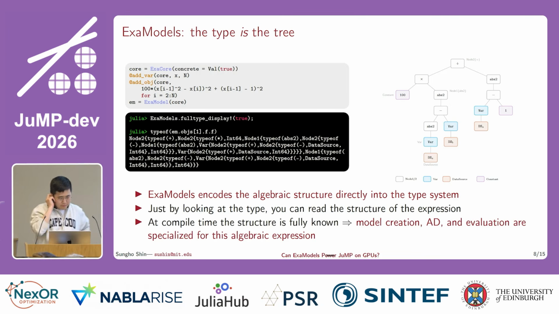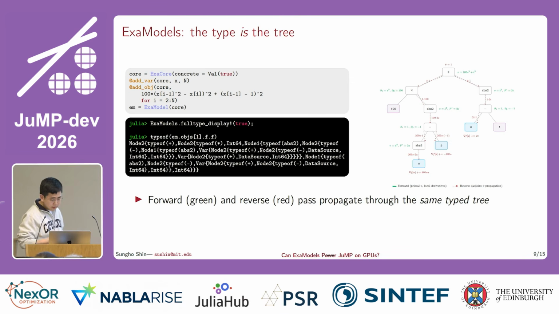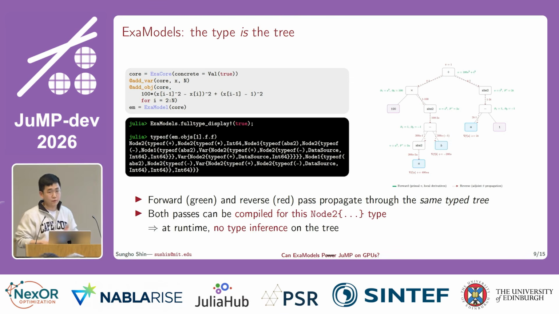So this means at compile time, this structure is fully known. That means whenever you are doing the model creation, or for example during the automatic differentiation, you can actually take advantage of this information. You can compile a specific kernel for your specific model, and that can be used for efficient model evaluation and also supporting GPU evaluations. This can be used, for example, for the forward and reverse pass that one of the previous speakers has mentioned today.